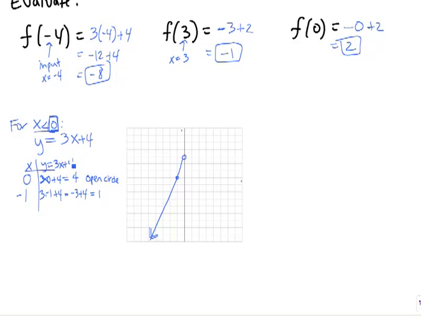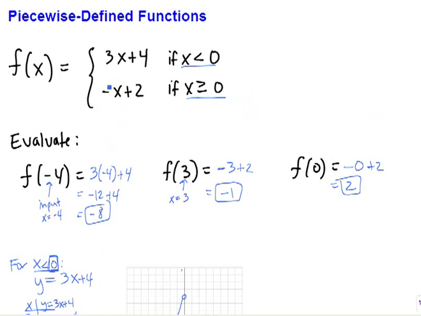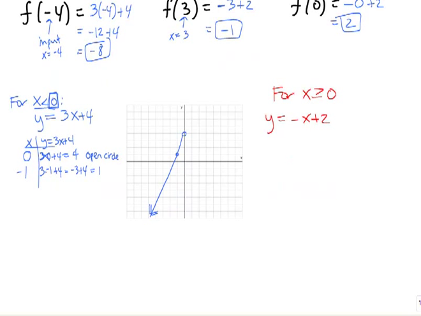Okay, so that's the first rule. We only graphed it for x is less than 0. Let's see how to graph the bottom one. The bottom rule was f of x equals -x plus 2 for x is greater than or equal to 0. So we want this to be for x is greater than or equal to 0, and the rule that we're going to use is f of x equals -x plus 2. I'm going to think of f of x as y, so this is going to become y equals -x plus 2.